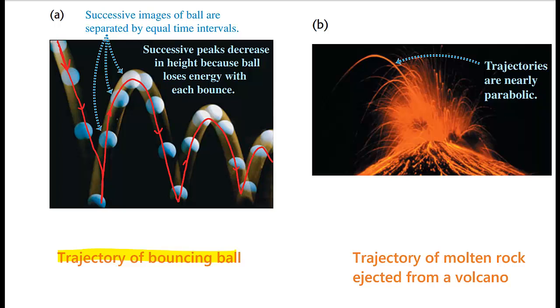Another example is a volcano, the trajectory of molten rock ejected from a volcano. These are the molten rocks that are coming out. Some are going like this, some like this, some like this, and they all are basically following a parabolic path. Trajectories are nearly parabolic. So there are many situations in which you see projectiles that follow a parabolic trajectory.